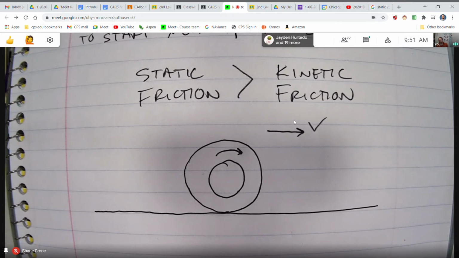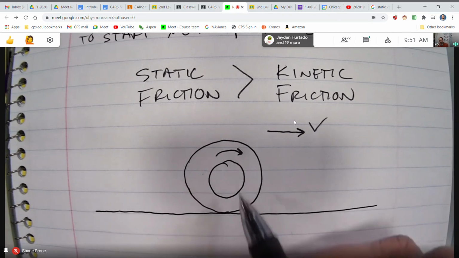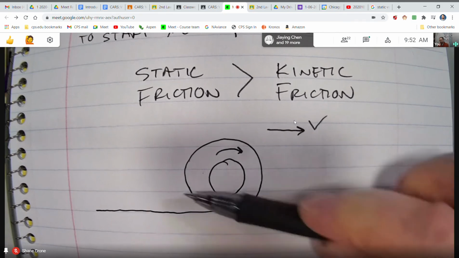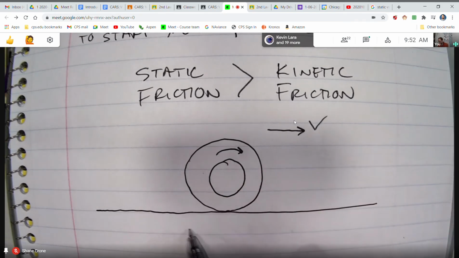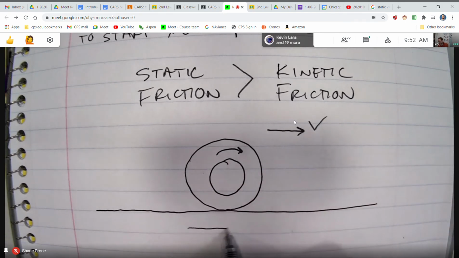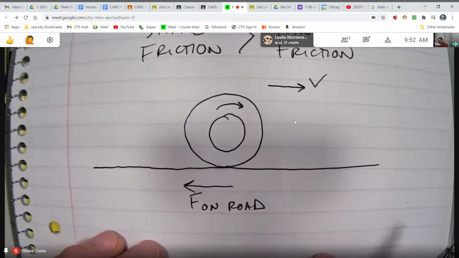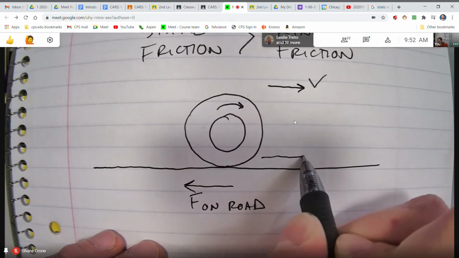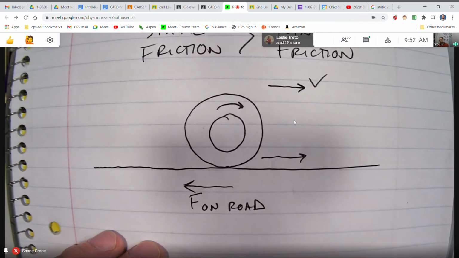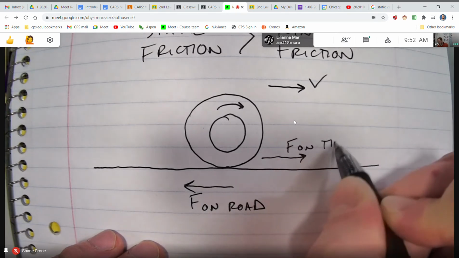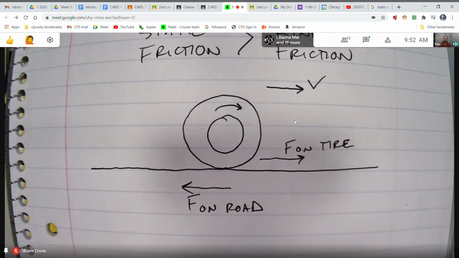The car tire is moving to the right. It's rotating in the clockwise direction. When the tire rotates clockwise, imagine the bottom of the surface down here. When it gets down to right here, the tire is moving this way, so it's going to exert a force on the road in the backwards direction. Think about which law says that the road's going to push back. The third law. The third law says the tire will push on the road, and the road will push back.